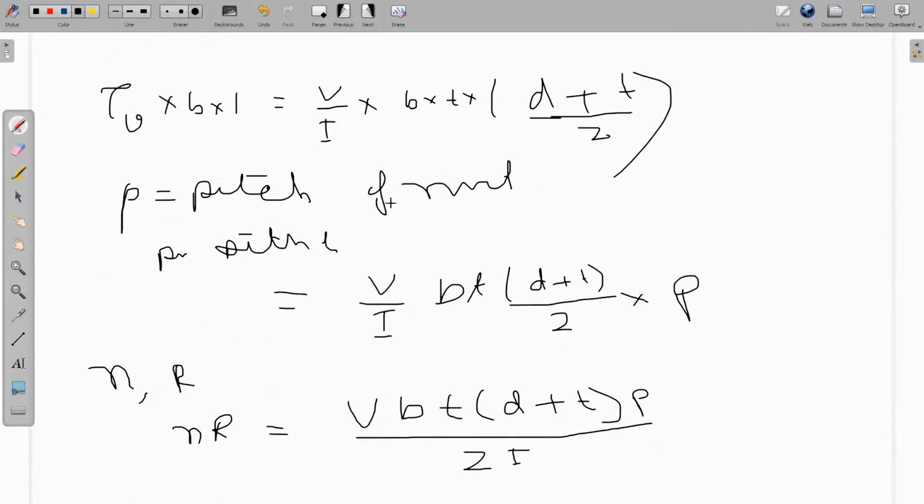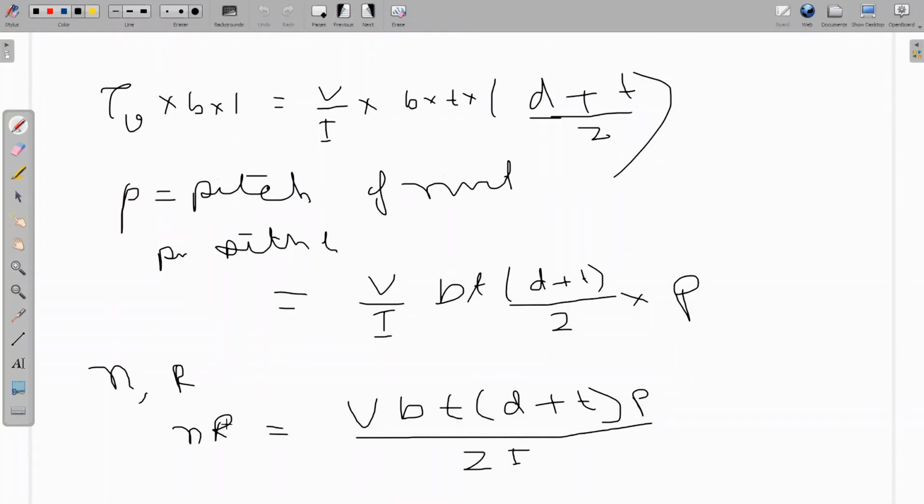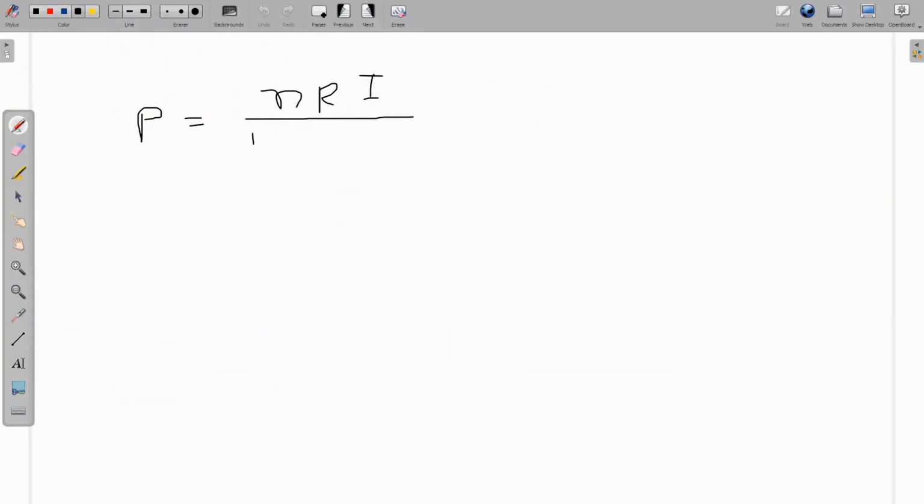Okay, so what is the pitch? From this equation I can write down the pitch value. So pitch P will be equal to, just check that, N R I. Okay, just go there. N R I, 2 I have not written here. N R I divided by this whole value. N R I divided by V B T, then D plus T divided by 2.